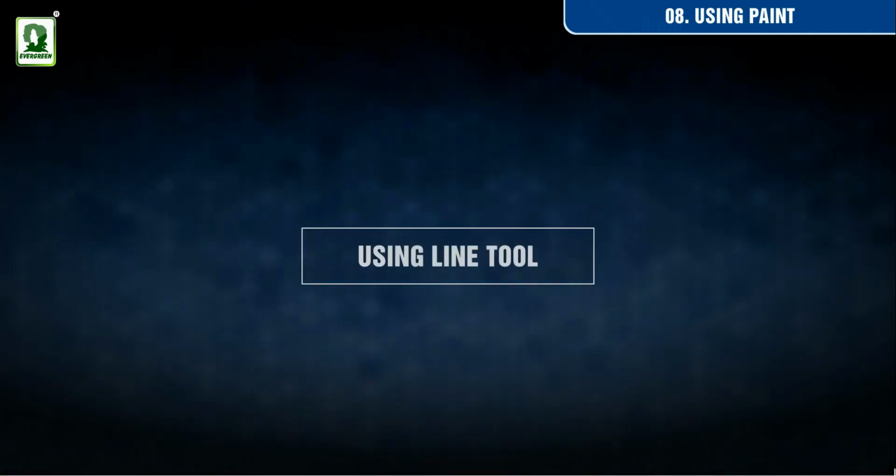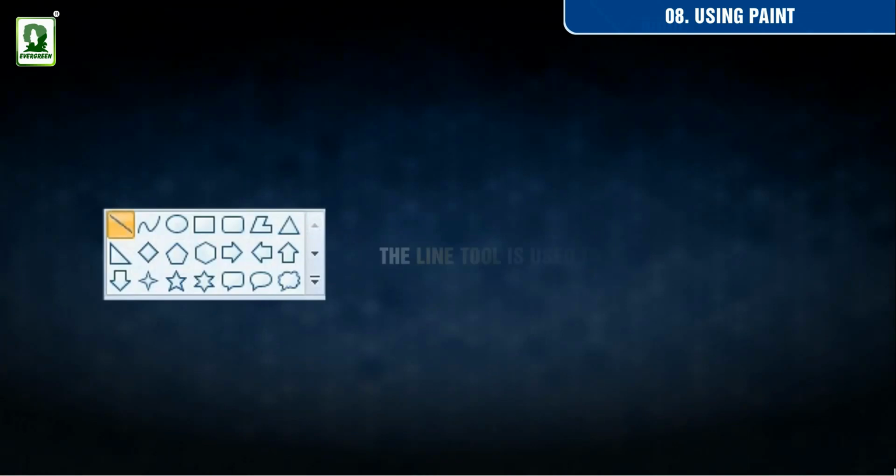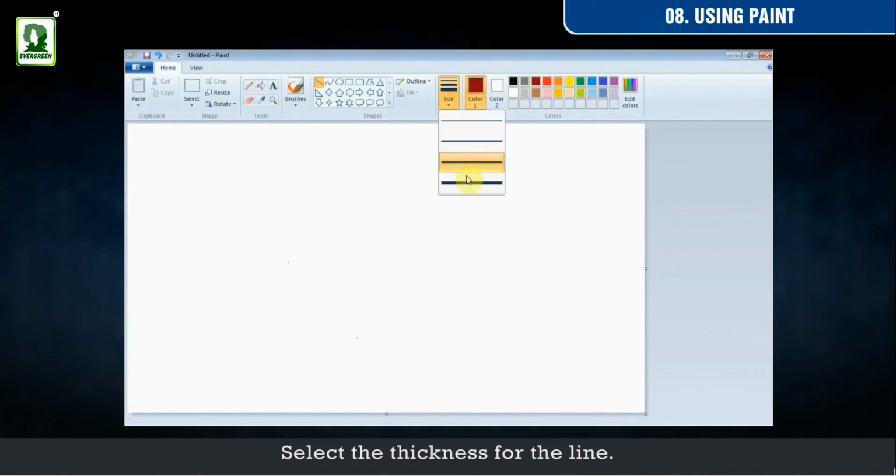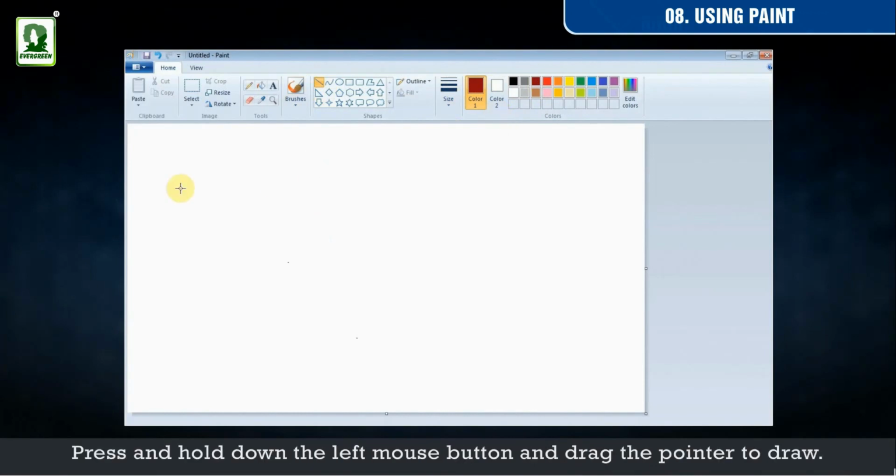Using Line tool. The Line tool is used to draw a straight line. Select the Line tool from the Tools group. Select any color from Colors group. Select the thickness for the line. Move the pointer to the drawing area. Press and hold down the left mouse button and drag the pointer to draw.